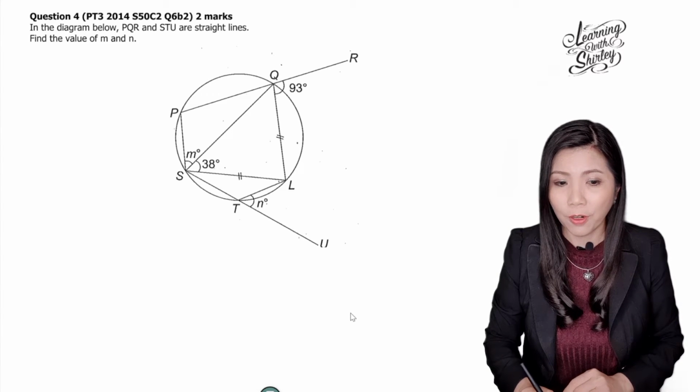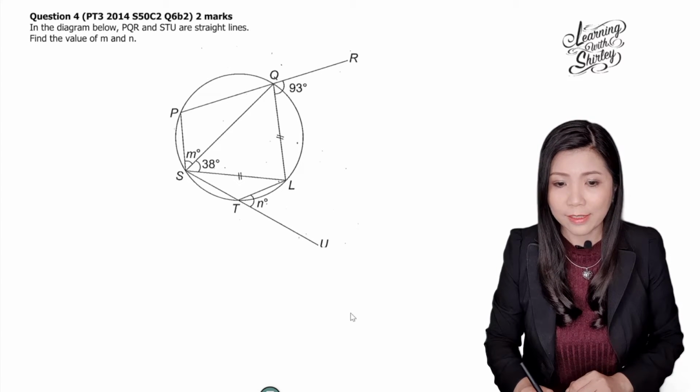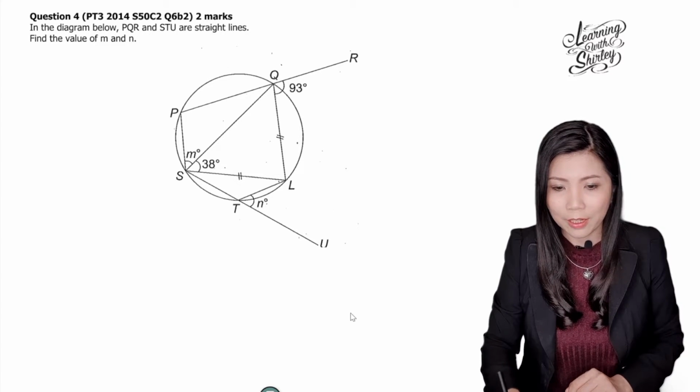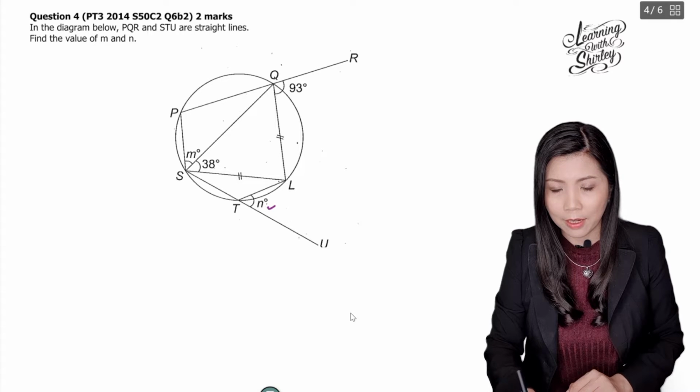Let's look at question number 4. In the diagram below, PQ, R and STU are straight lines. Find the value of M and N. Okay, so let's look here. This is N and this is M.